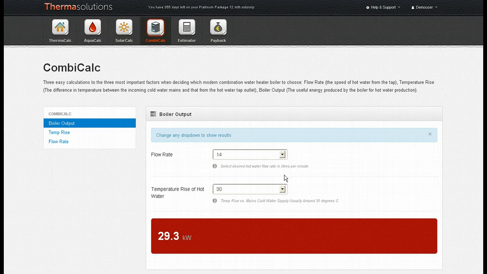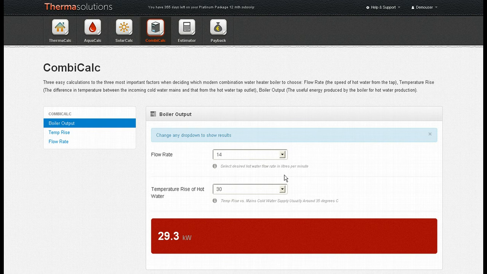As a guide, most modern boilers give a 35-degree rise, so if the mains temperature is 10 degrees C, the maximum temperature you're likely to get from the tap will be 45 degrees C. It's always best to check with the manufacturer's instructions. And finally, boiler output, which is the useful energy produced by the boiler for hot water production. So how are they linked together?